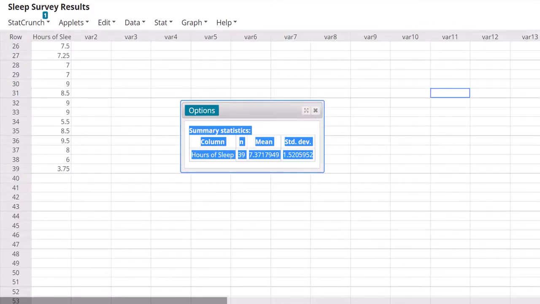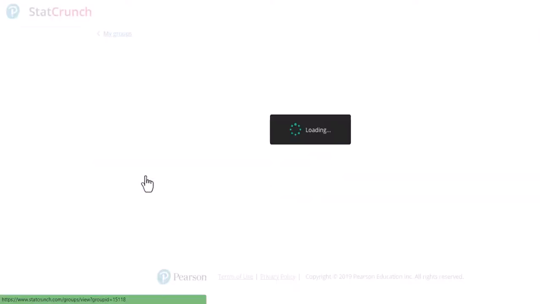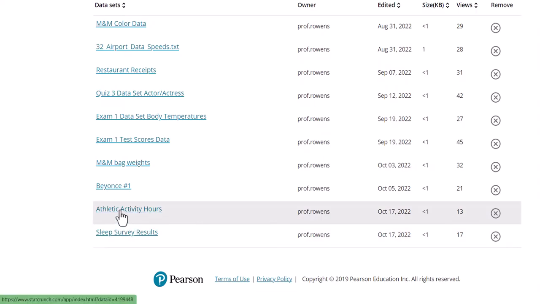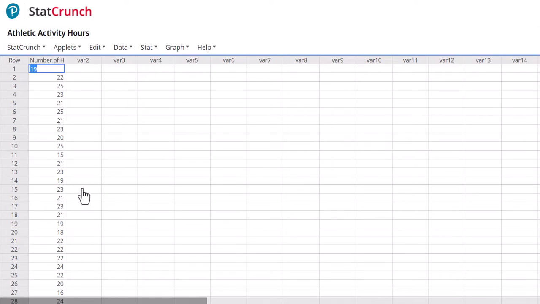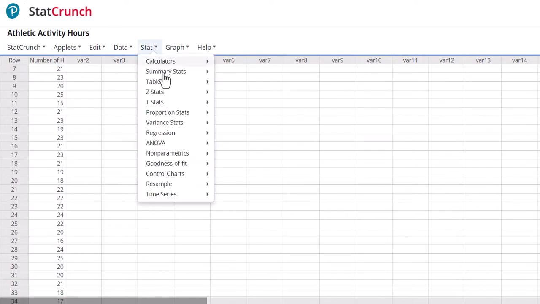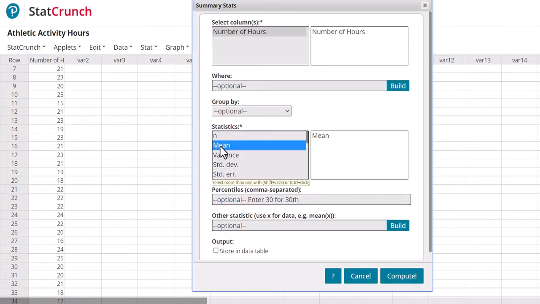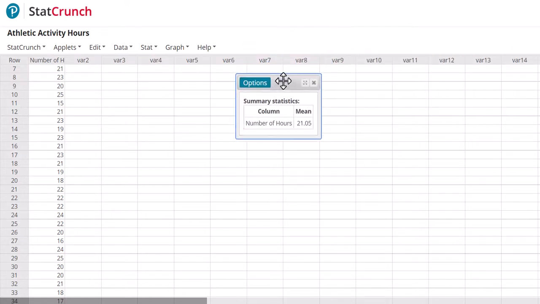So let me see if I can go to it. If we go to my data, my groups, and go back to the groups here, we should be able to see athletic activity hours. If you open that up, you'll be able to see the number of hours here, and all we want from here is the mean. So go to summary stats, columns, number of hours, and we just want the mean and compute. This gives us the mean is 21.05 hours.